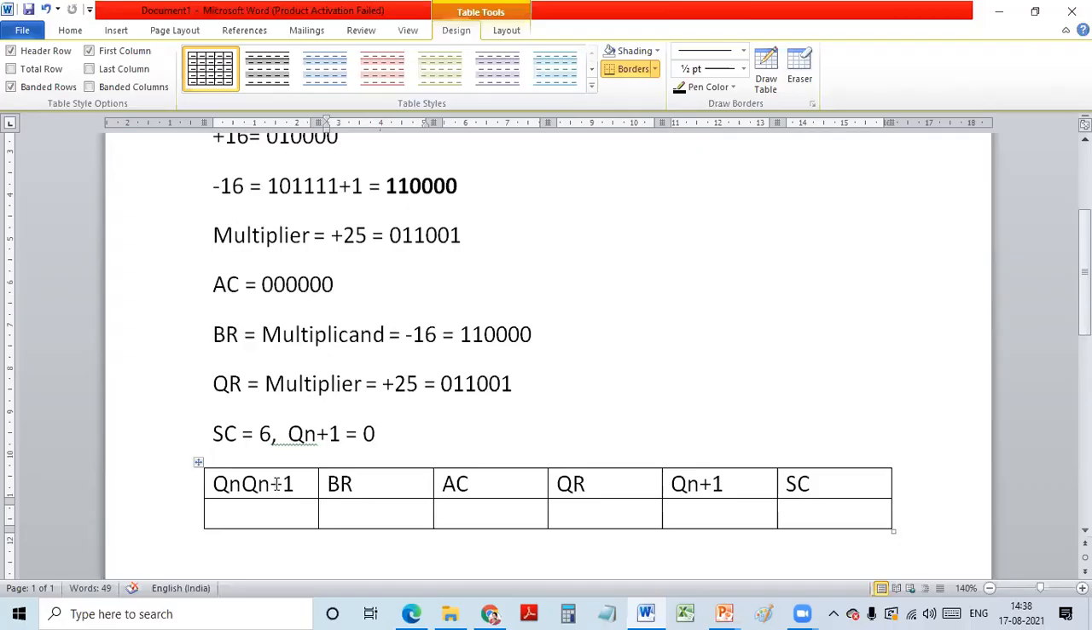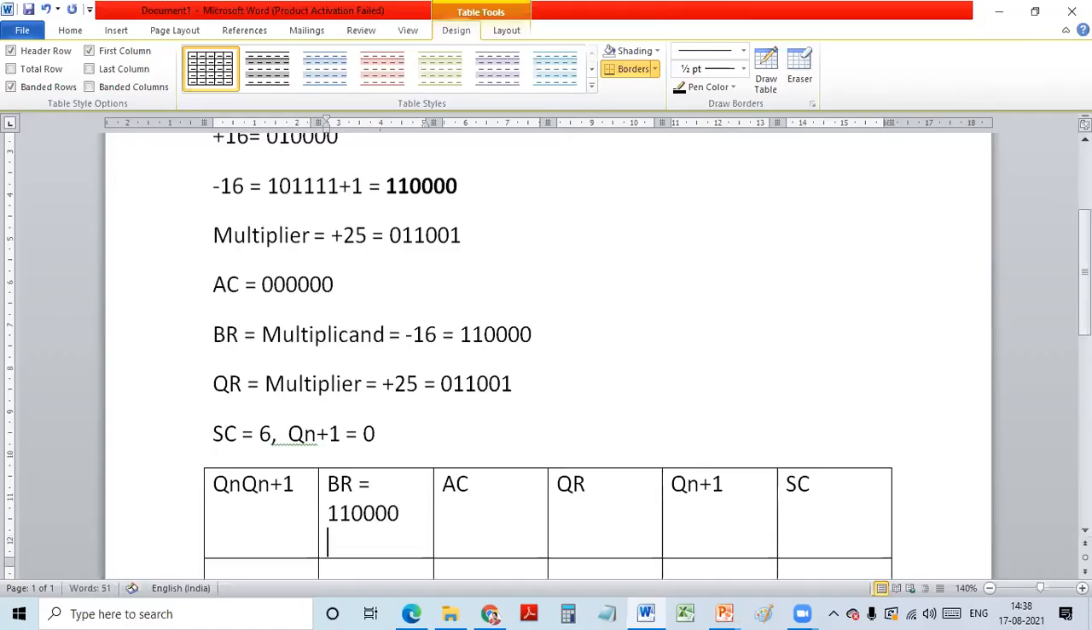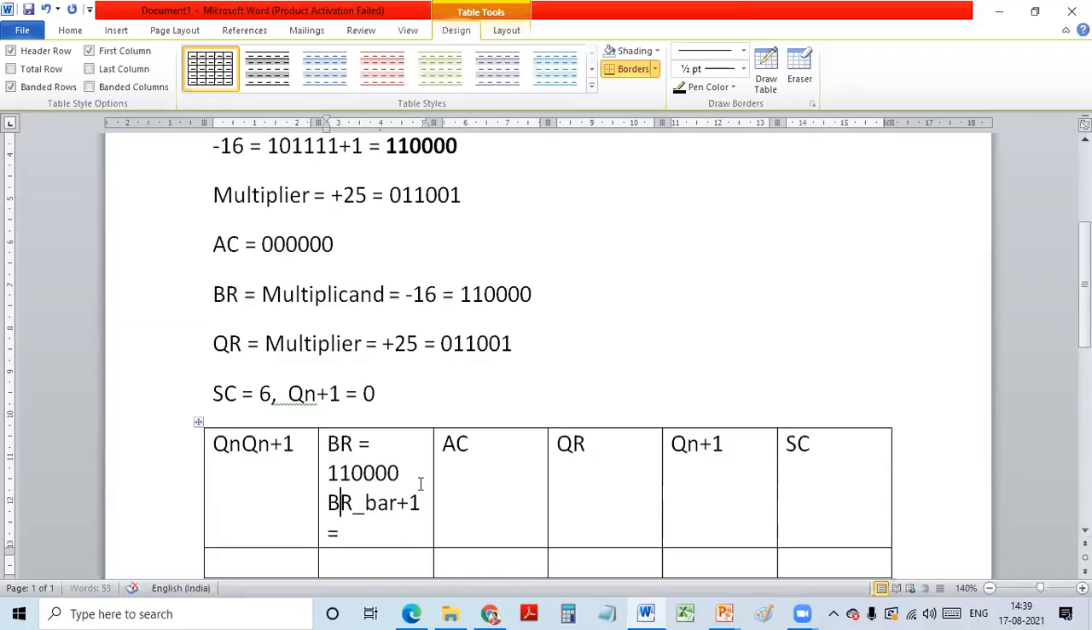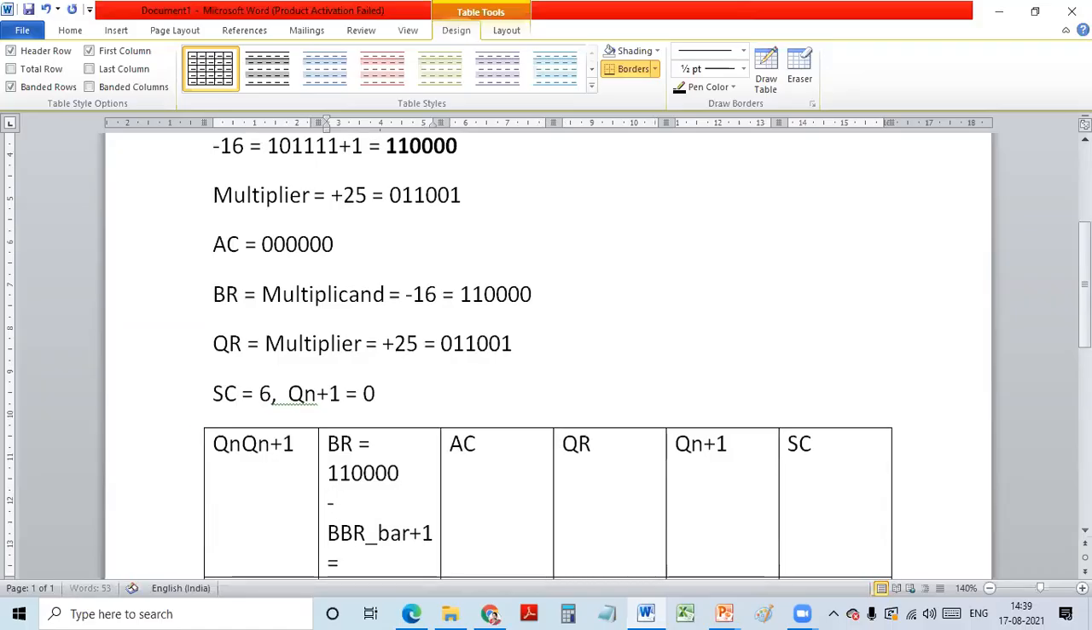BR is the multiplicand, which is 1, 1, 0, 0, 0, 0, four zeros. And you may require to add BR or subtract BR from the partial product, which is stored initially in the accumulator, right? So to subtract BR, I have to calculate the 2's complement of BR and add it to the accumulator, right? So for that, I want to take BR bar plus 1. This gives us the minus BR value, okay? So which is nothing but minus BR value.